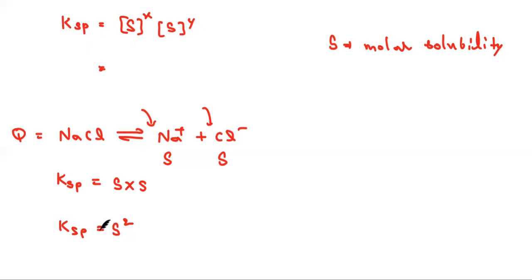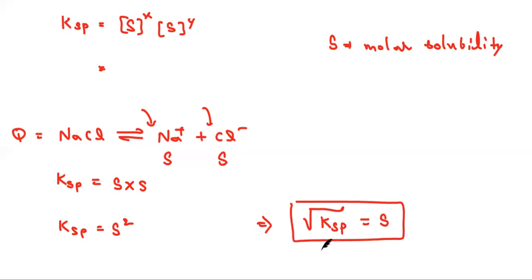Okay, suppose in the question Ksp is already given to you, so can we find out the molar solubility? Of course, so that would be root Ksp is equal to s. Got it? Quite simple.